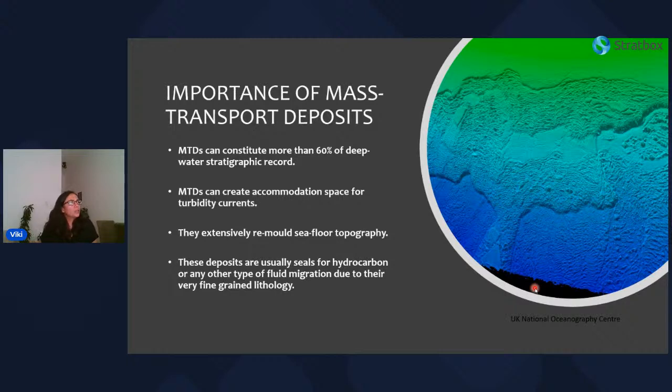Why do we care about mass transport deposits? Well, they constitute more than 60% of the stratigraphic record. They can create accommodation space for turbidity currents. They remodel the seafloor topography, and because they are very fine grained, they are very good seals in hydrocarbon reservoirs.